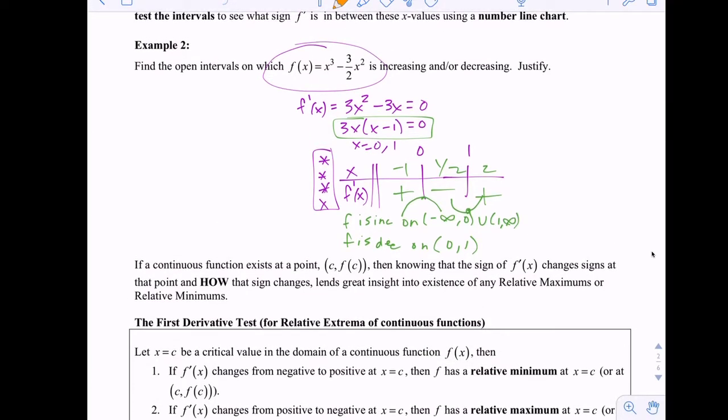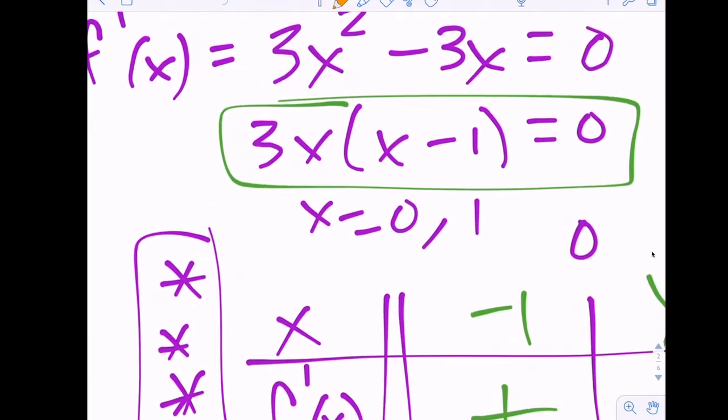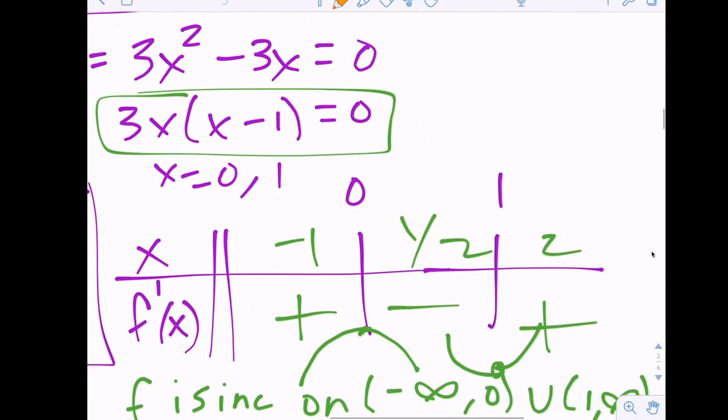In example 2 yesterday, we found the critical values of our polynomial, and we said that a function can only change from increasing to decreasing or vice versa at a critical value. And the only critical values we had were where the derivative was 0. They were nice horizontal tangent lines. So what we did yesterday is we tested between the critical values.